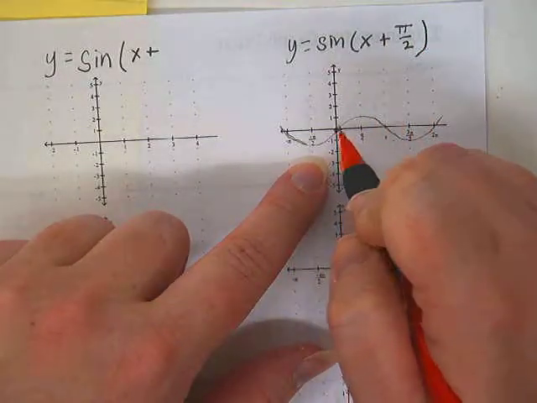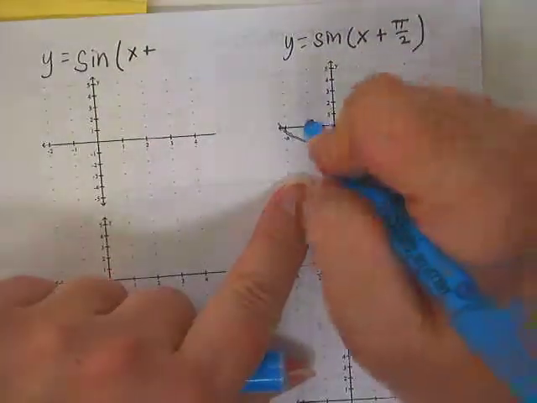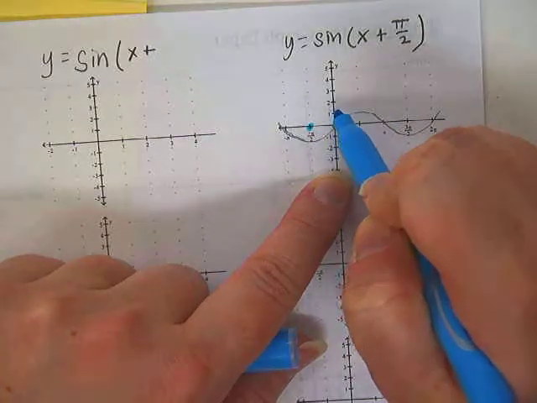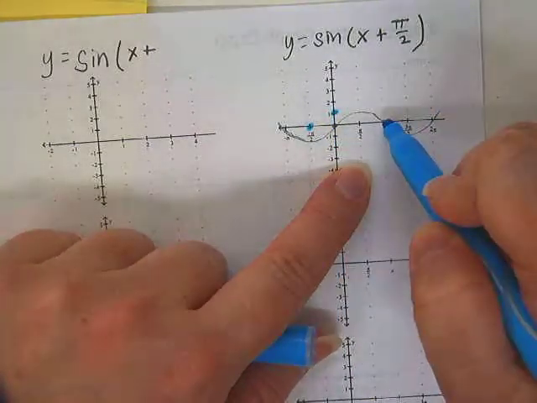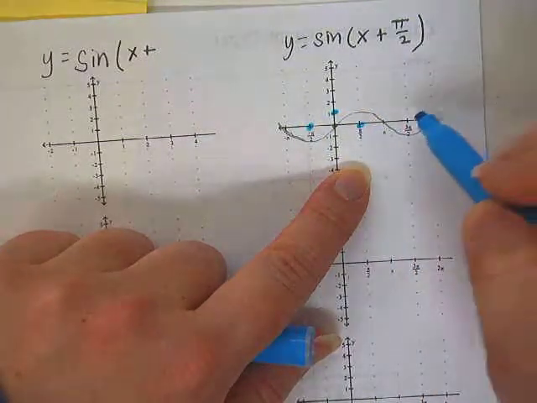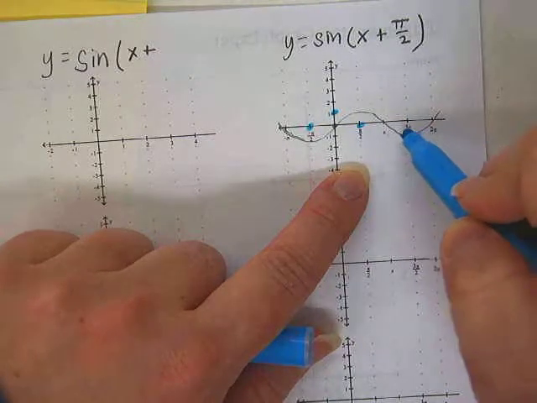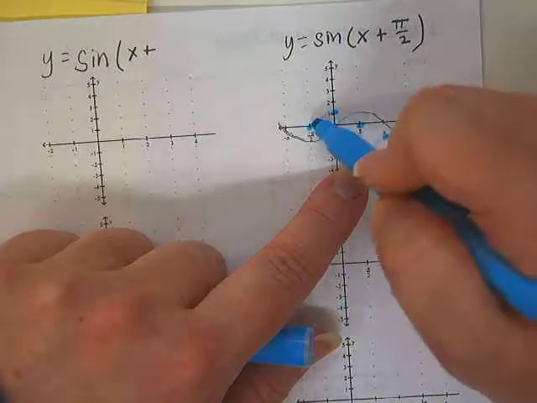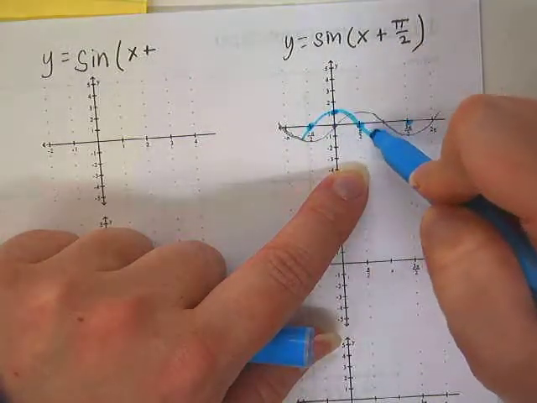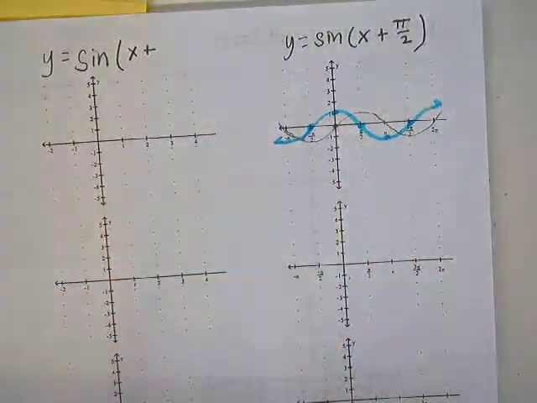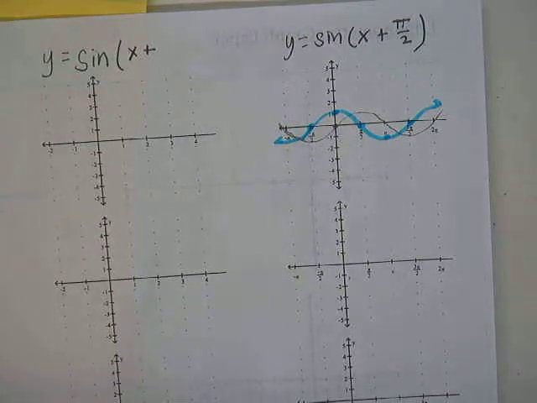So we're shifting those 5 key points to the left pi halves, correct? So we have a point here at 0, and I'm going to move that one to the left pi halves over here. And I have a point here at 1, so I'm going to move that to the left pi halves. And have a point here at pi, so I'm going to move that to the left pi halves, and a point here at 3 pi halves, move that left, and a point here at 2 pi, move that one left. So the result is this graph. Does anyone recognize that graph?